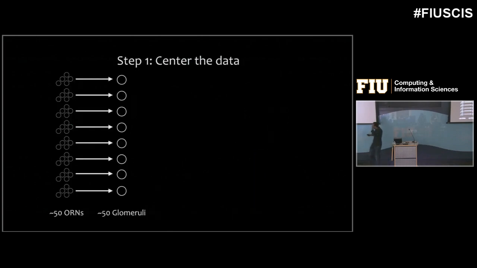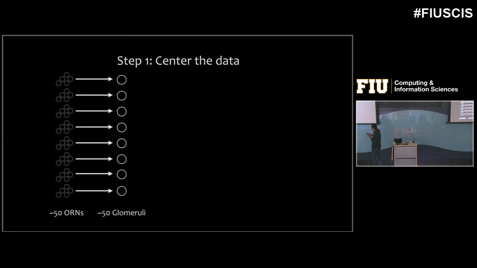Okay, so the first step: these are 50 neurons. They're called odorant receptor neurons in the fly's nose. The names don't matter. 50 neurons. And what these guys do is represent any odor that the fly smells as a point in 50-dimensional space. Right?